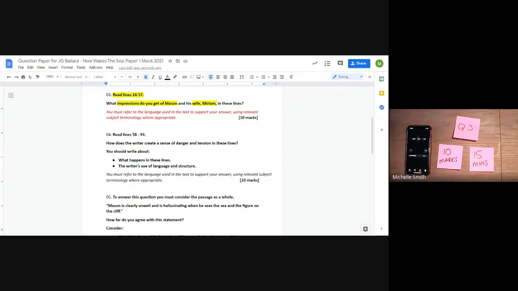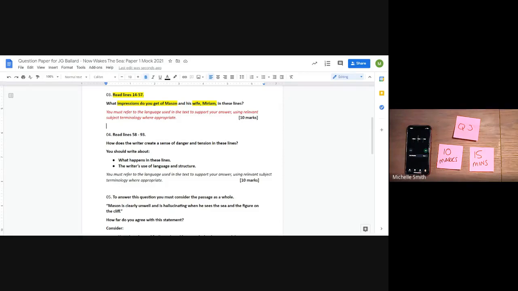Perhaps we could make 4 points about Mason, 4 points about Miriam. Maybe we could talk about their relationship and how they interact together, or we could talk about them as separate people. Okay, it doesn't specify, so actually we've got quite a lot of scope there.